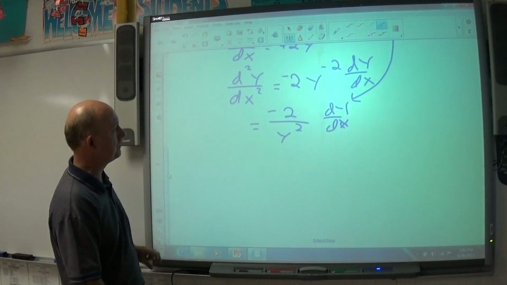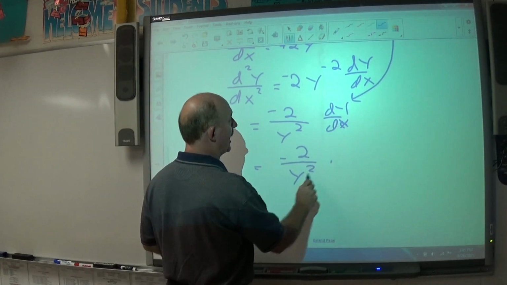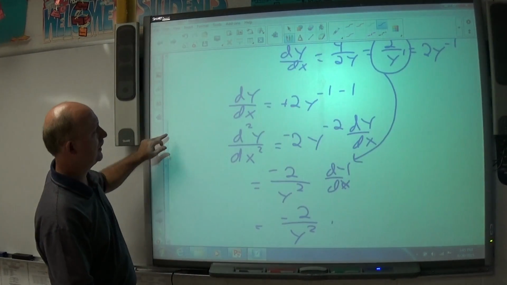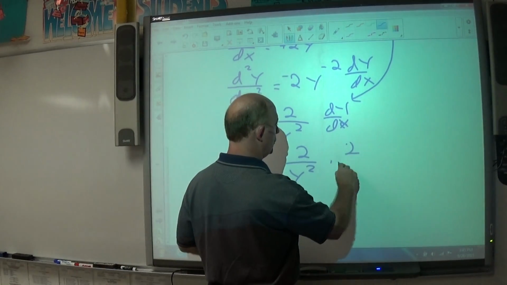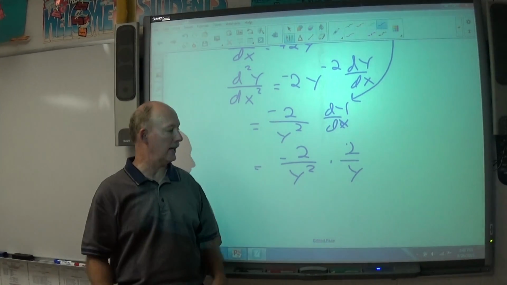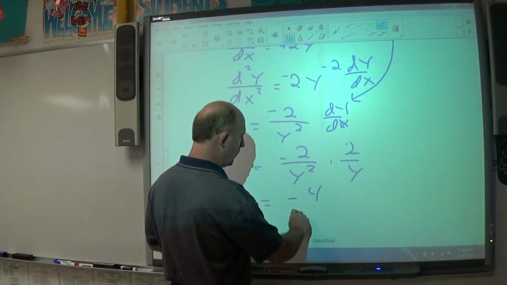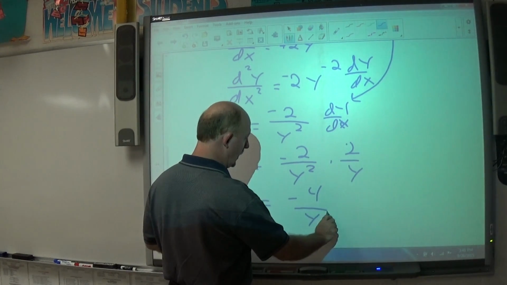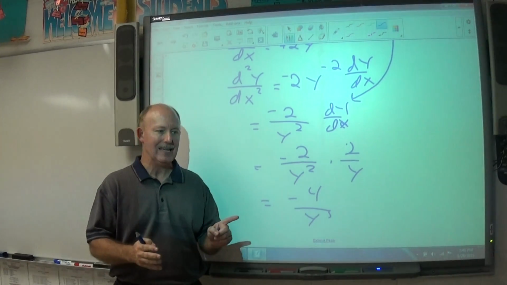So let's substitute this in, and we end up here with negative 2 over y squared times, now we said this is 2 over y, so times 2 over y. So instead of dy over dx, we're going to replace it with 2 over y. And now we just multiply. So the second derivative should be negative 4 over y squared times y, which gives you y to the third power. So this is the final version of the second derivative.